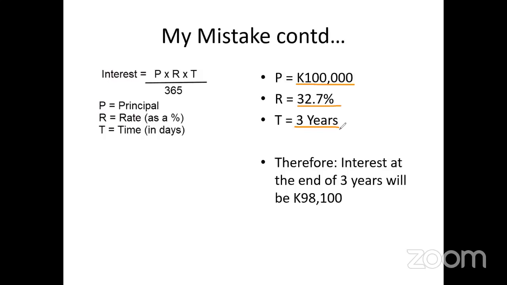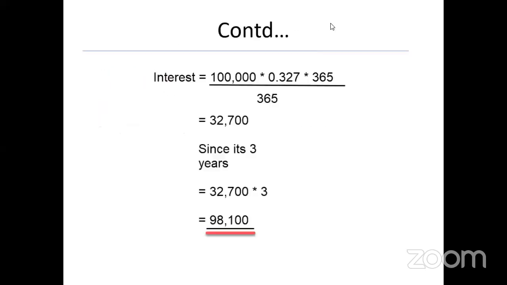And then I was like, great. Afterwards, I am now going to multiply each year by 3 years, because you know what? Interest is calculated annually. So obviously they have to multiply by 3 years because it's 3 years, eh? So I was like, oh, wow. After 3 years, I am going to make 98,100 kwacha. But that is not how bonds are calculated.